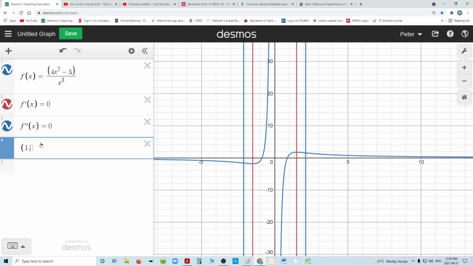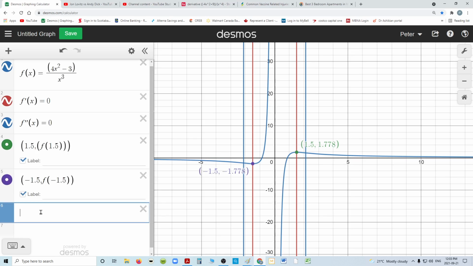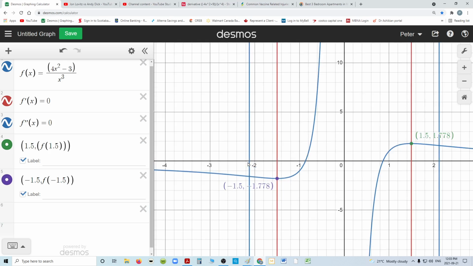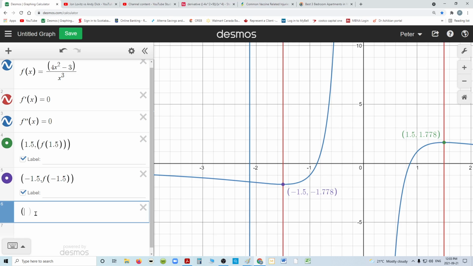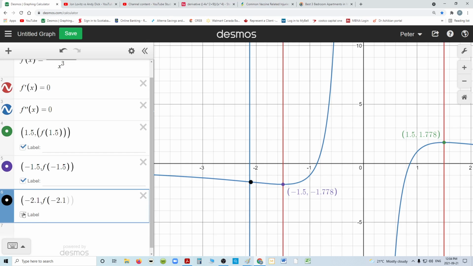So f of 1.5. So that's that one. And that's that one. And I think it was negative 2.1. So that's the point of inflection, roughly.